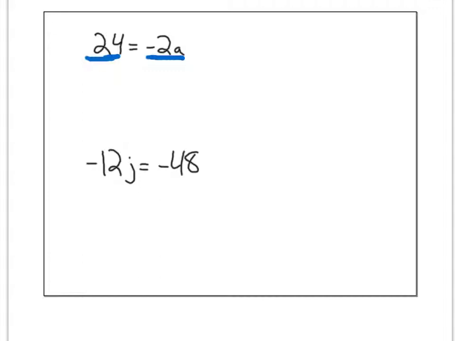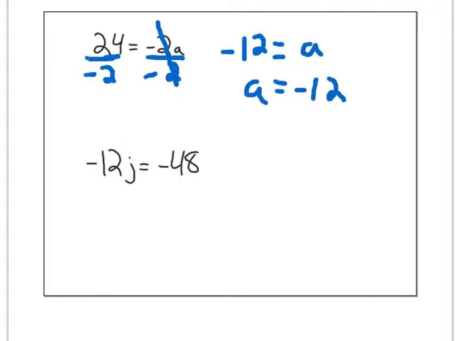So we had to get rid of a negative 2, or times negative 2, and we're going to do that by dividing by negative 2. The reason we do that is because negative 2 divided by negative 2, that's just 1, so they cancel out. Okay, so I get a by itself, and then 24 divided by negative 2 is negative 12. Again, I like flipping these around. So a equals negative 12.